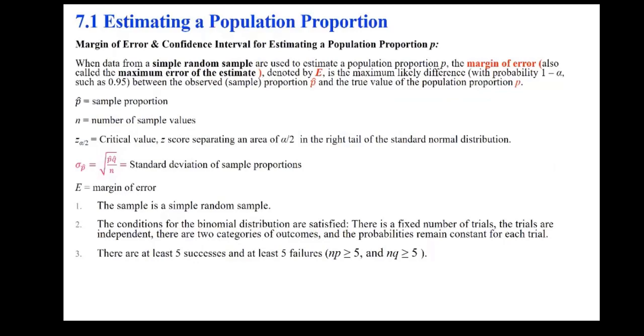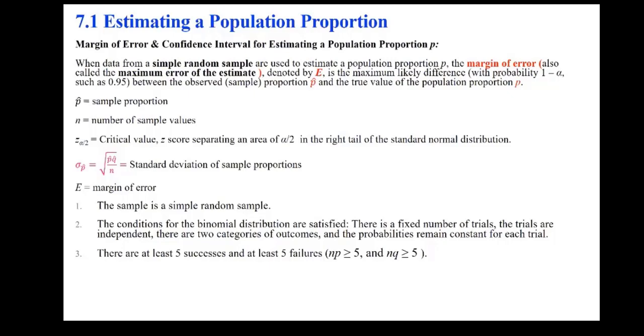So in short, the synopsis of what we have done: we have p hat, which is a sample proportion. n is the number of sample values. z alpha over 2 is the critical value, or z-score, that separates an area of alpha over 2 in the top right. Actually, for the bottom left it is negative z alpha over 2. Sigma of p hat is simply the square root of p hat q hat over n. This is the standard deviation of the sample proportion.